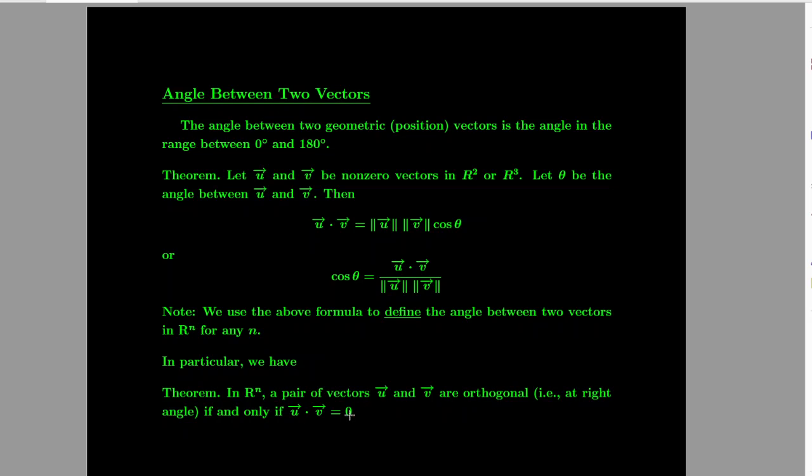I just told you why. If they're perpendicular, the cosine of the angle is equal to 0. So the dot product is equal to 0, using the geometric meaning. On the other hand, if the dot product is equal to 0, then the numerator in this formula is equal to 0, so the cosine of the angle is 0, which means the two vectors are perpendicular.